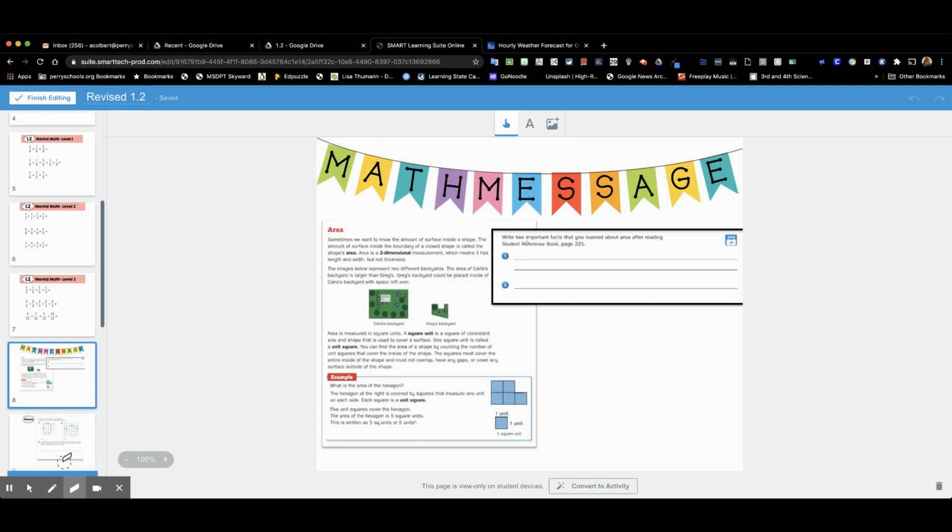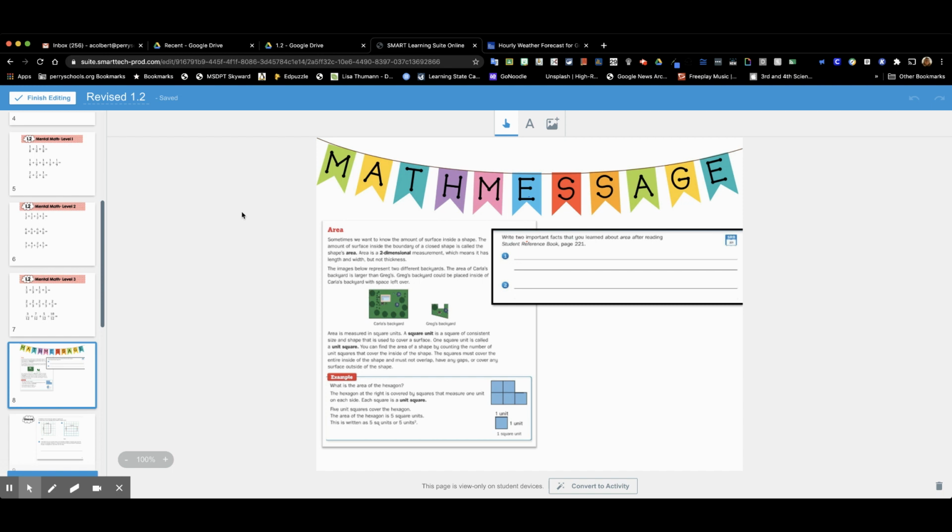Okay, so remember I have shown in a previous video how to get to your SRB, but in our math journal, we see that it says, write 2 important facts that you learned about area after reading Student Reference Book, page 221. You can either use a hard copy if you are in class or the online copy, but we also have it right here on this slide. So we see that area, sometimes we want to know about the amount of surface inside of a shape. The amount of surface inside the boundary of a closed shape is called the shape's area.